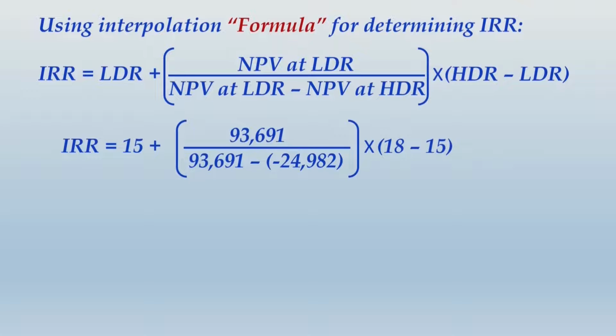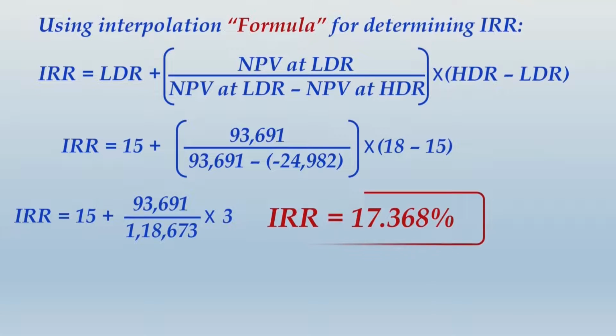When you open the brackets, minus into minus will actually get added, and finally what will happen, 93,691 divided by the denominator comes to 1,18,673, which is basically 93,691 plus 24,982, multiplied by 3. 3 is the difference between HDR and LDR, and when you apply this calculation, what you get is 17.368%, and because we have applied interpolation, the result is not known to be accurate. Result will be an approximate result. That is what we have mentioned over here within brackets.